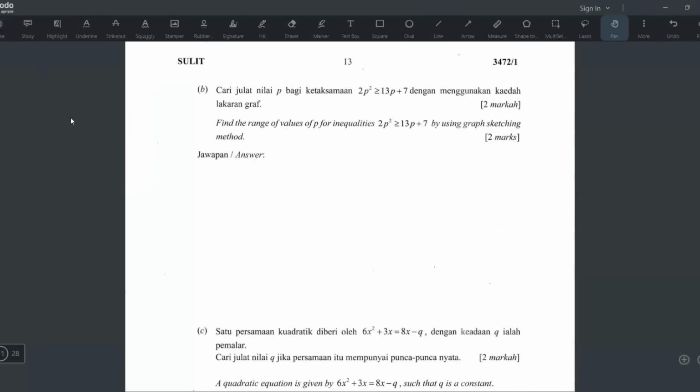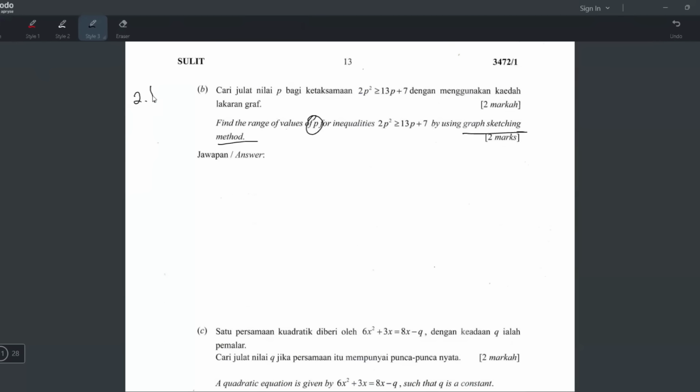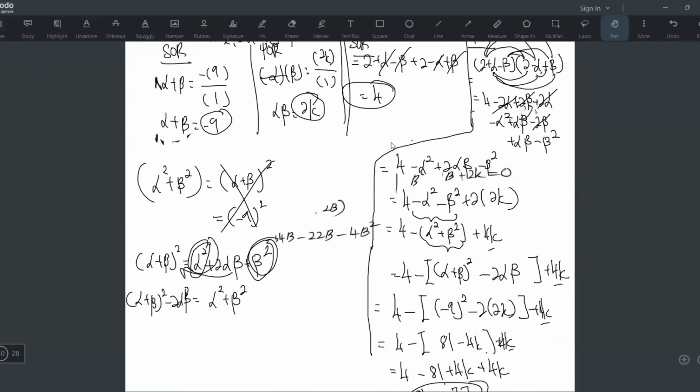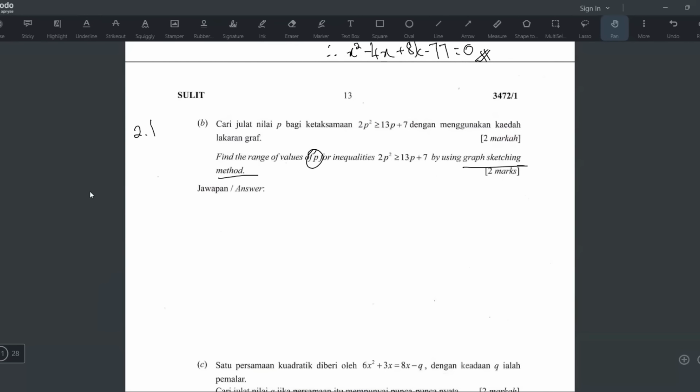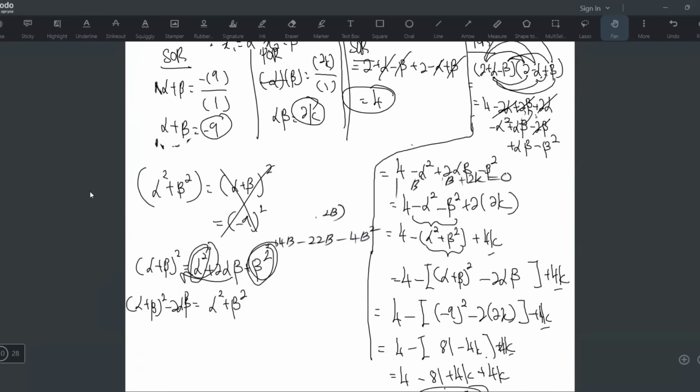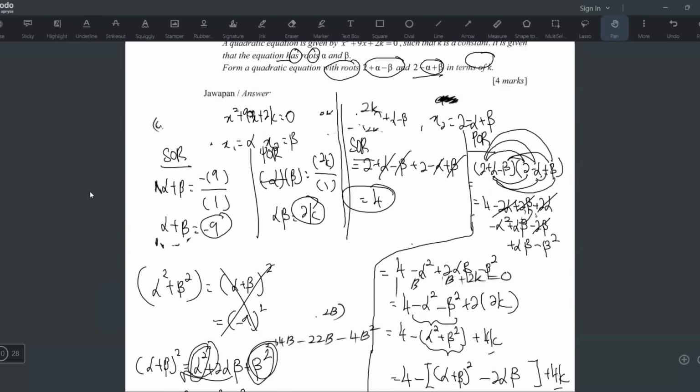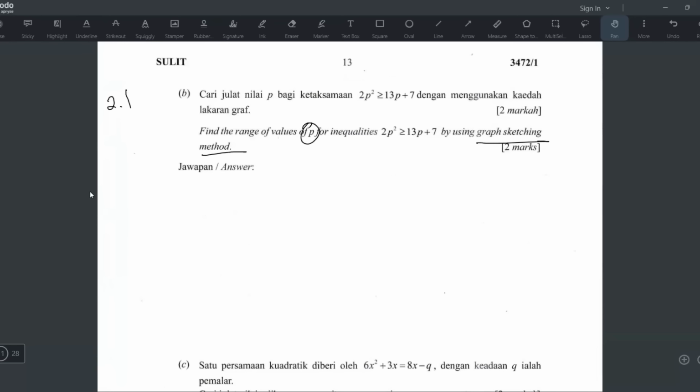Okay, let's do B. Find the range of values of P for the inequality 2P squared bigger or equal to 13P plus 7 by using the graph sketching method. This is under 2.1, because under 2.1 you learn about quadratic equations and inequalities. What about question A? Question A earlier is also 2.1. But the earlier one is a quadratic equation, and this one B is a quadratic inequality.